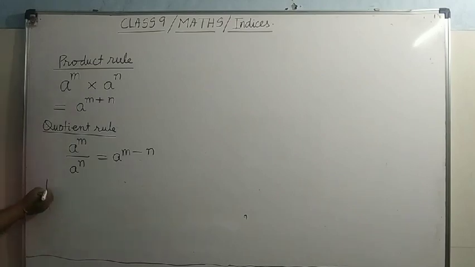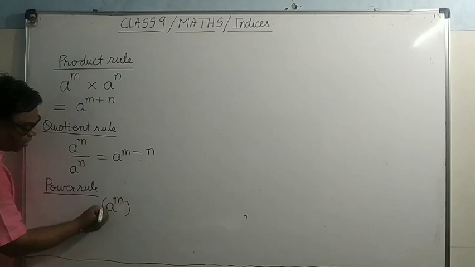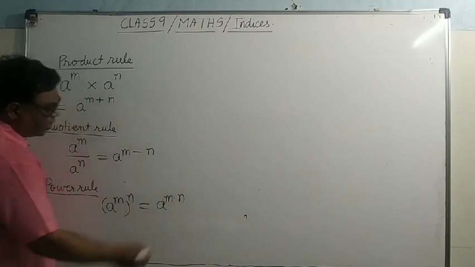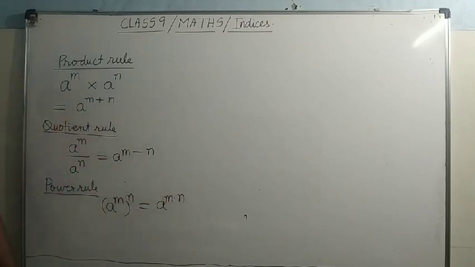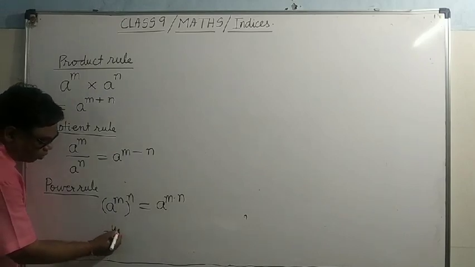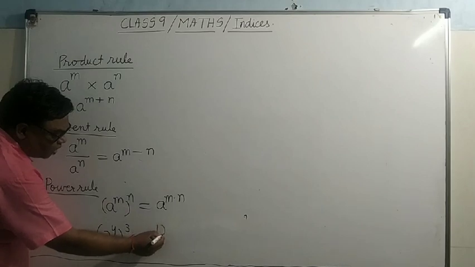Then there is the power rule. Power rule means there are successive powers, means power upon power. A to the power m whole to the power n. What will it be? A to the power m into n. Here the powers will be multiplied, since there are successive powers. For example, 2 to the power 4 whole to the power 3 will be 2 to the power 4 times 3, that is 12.